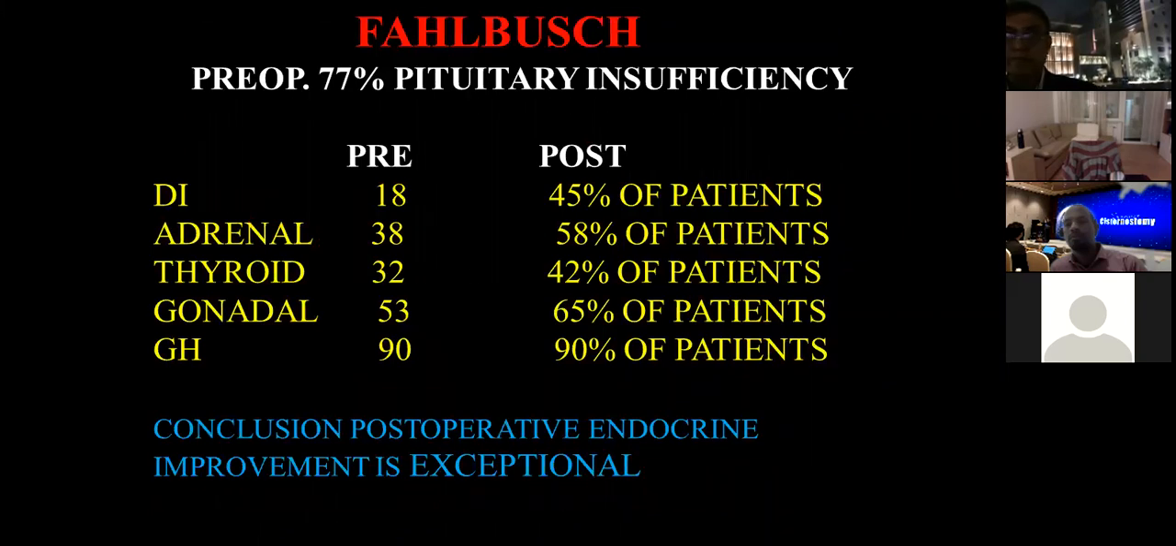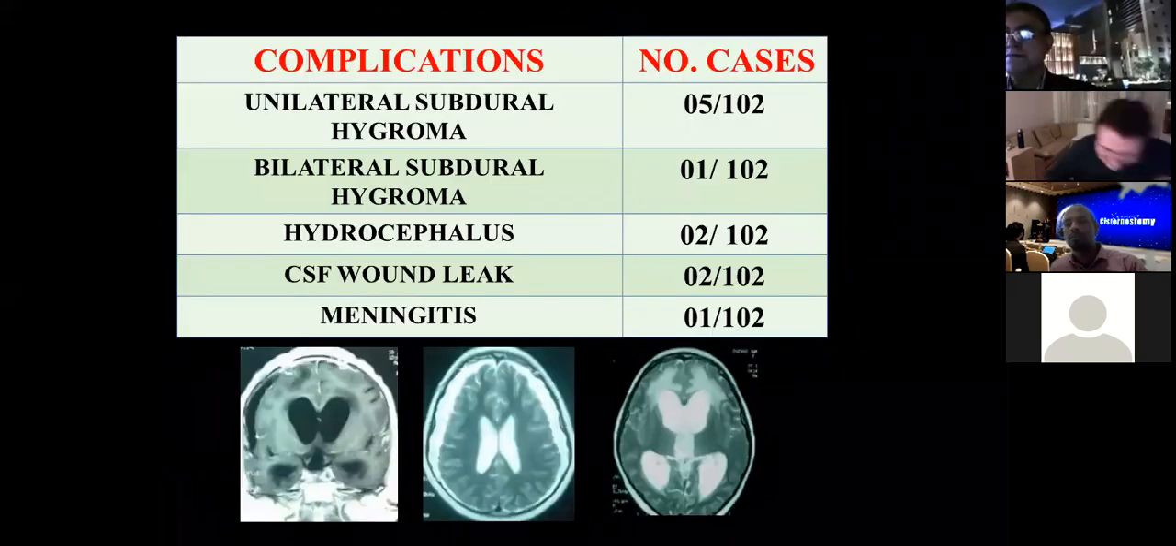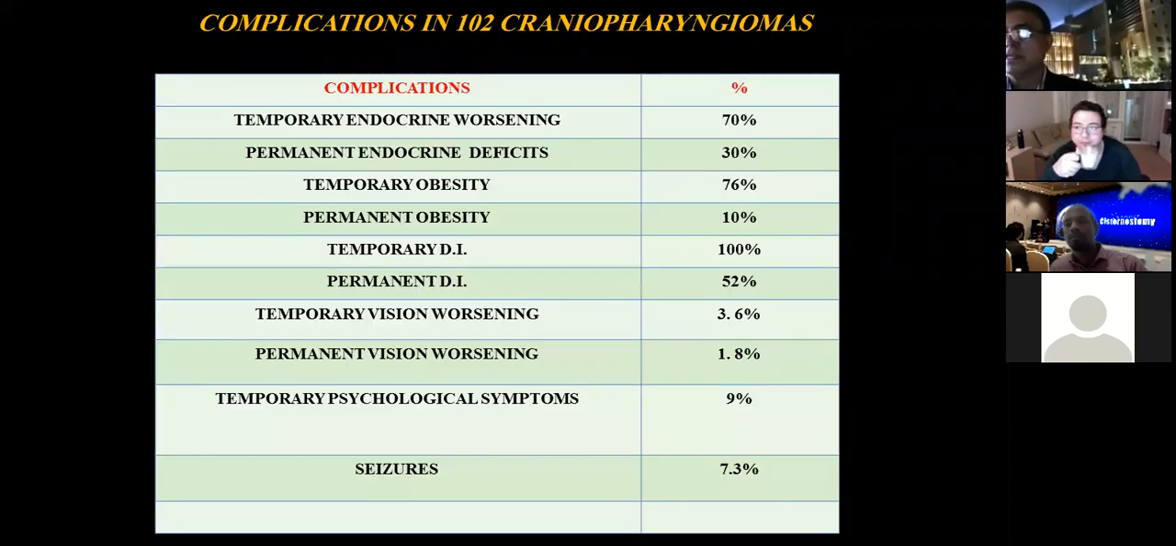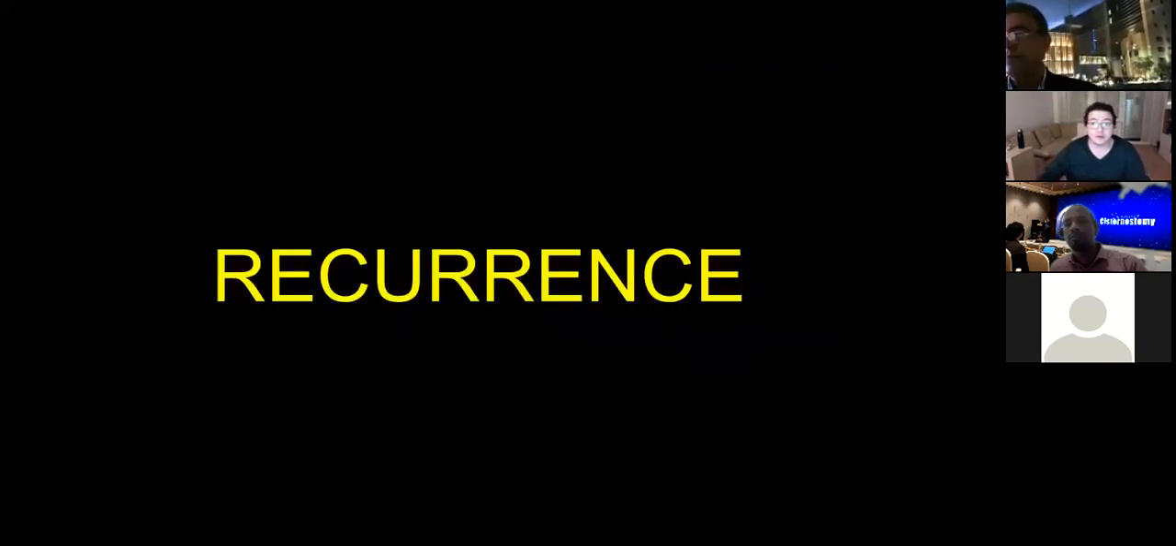Morbidity, complications. Let me remind you of this famous paper, that postoperative endocrine improvement is exceptional. You never say that your patients improved in pituitary function, because they never do. Most of them would need some support. Some of my complications: subdural hygroma, hydrocephalus, CSF leak, meningitis, etc., and some temporary endocrine worsening, some temporary obesity, and so on and so forth.